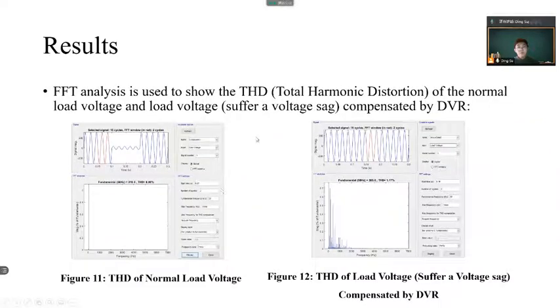We also use THD as an indicator to analyze the final load voltage. From Fig 11, we can see the THD of the normal load voltage is 0. And from Fig 12, we can see the THD of the load voltage after compensation is only 1.17%. It's really small.